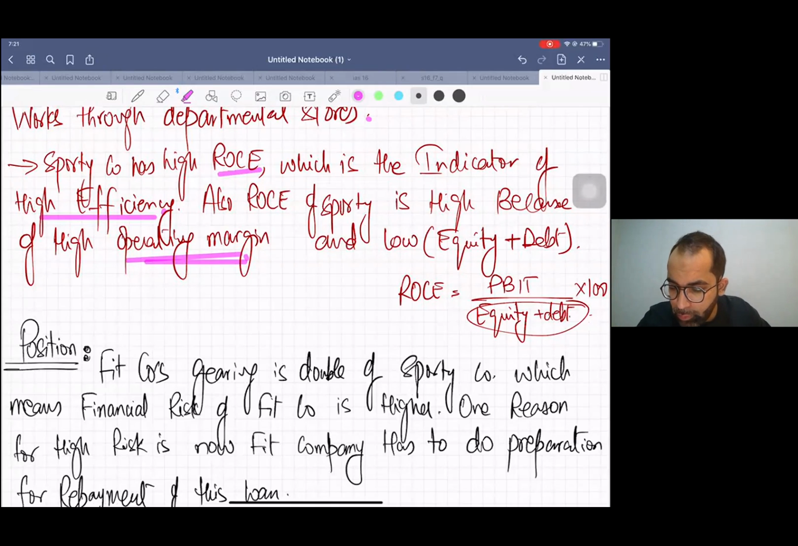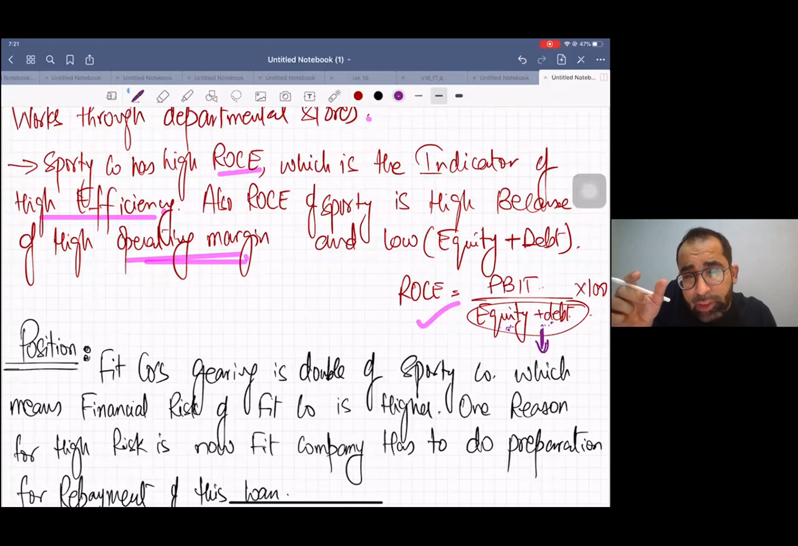Okay, right. And one more thing: in return on capital employed, in the numerator this is PBIT, in the denominator is equity plus debt. If you go and see, the equity and debt of Sporty company is lower. So when the equity and debt of Sporty is lower, that means the capital employed is lower, so automatically their ROS is high. So these are some of the reasons.